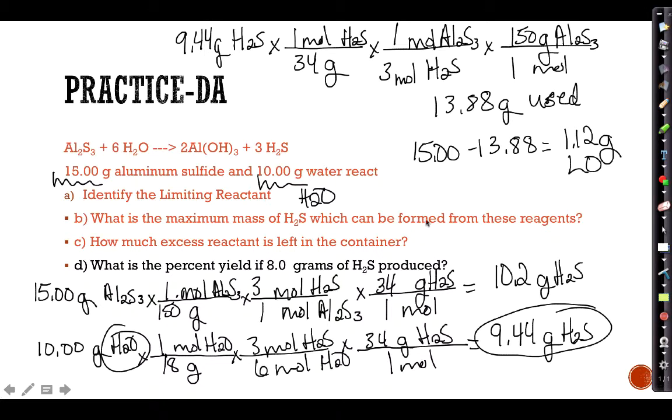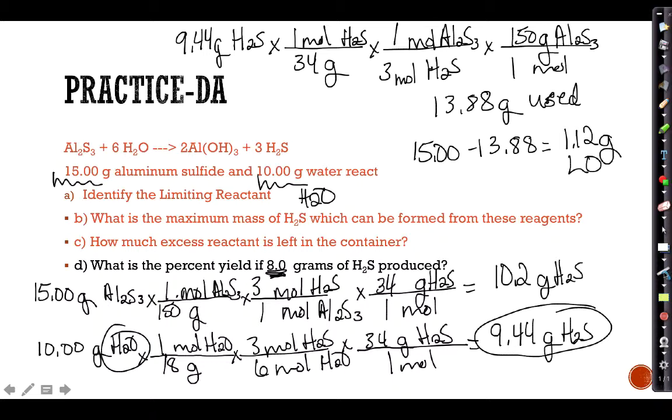All right, and then the last one, what is the percent yield? Okay, so the percent yield comes from two numbers. It comes from the actual yield divided by the theoretical yield. Well, it says that 8 grams of H2S are produced, so that's my actual, that's what I actually made, and I should have made 9.44 grams.